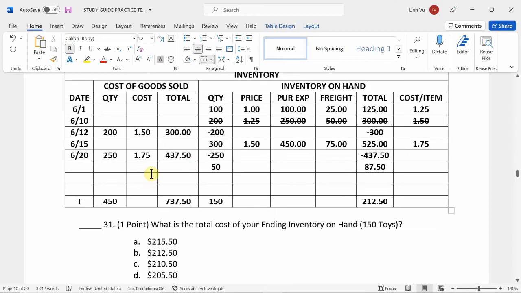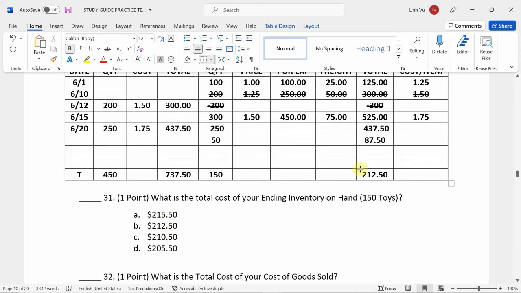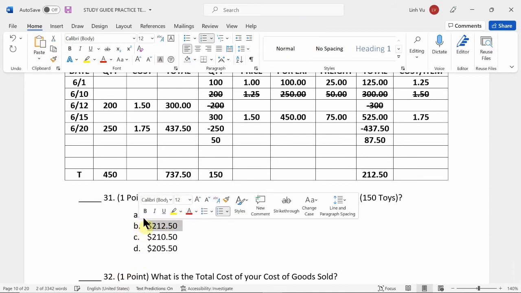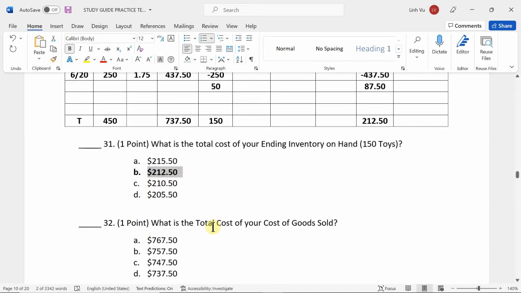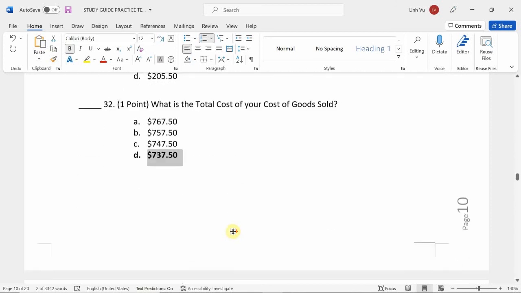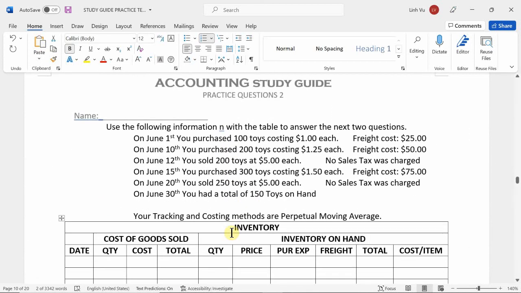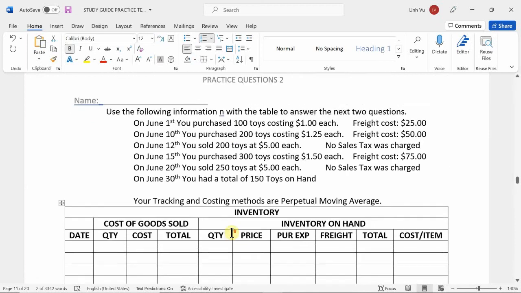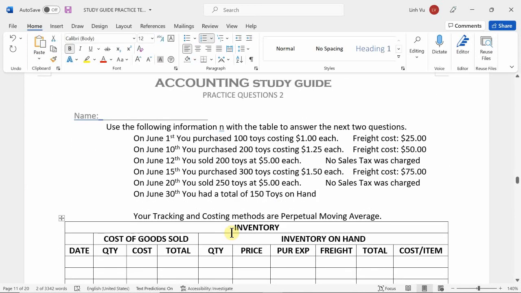So now let's go ahead and answer the questions. What is the total cost of your ending inventory? In this case, $212.50. And what's the total value of your cost of goods sold? $737.50. Okay. So let's go over this one more time, except this time it's going to be perpetual moving average, okay?